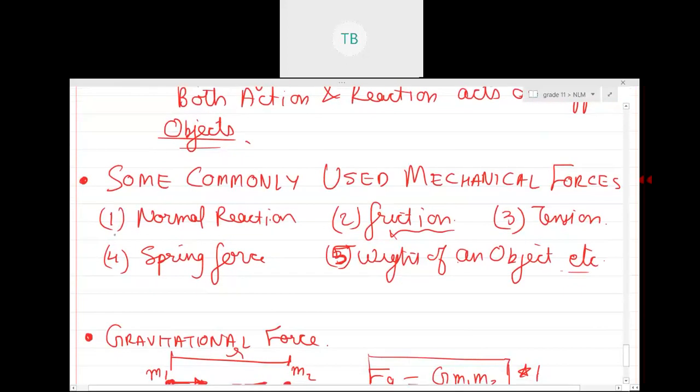Don't write all this. Under commonly used mechanical forces, the first force, write it over here: gravitational force. I'll just write it, sir. Write it quickly, hurry up.